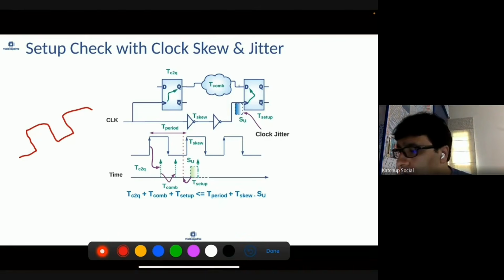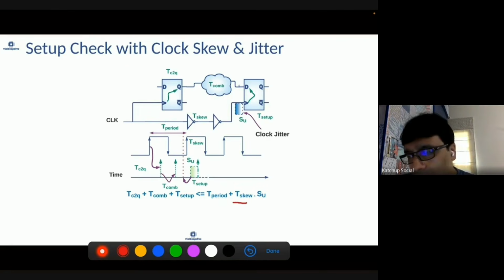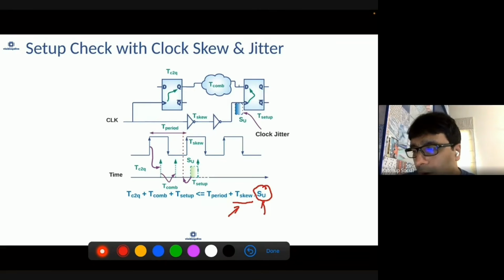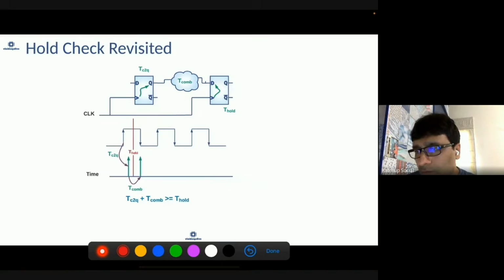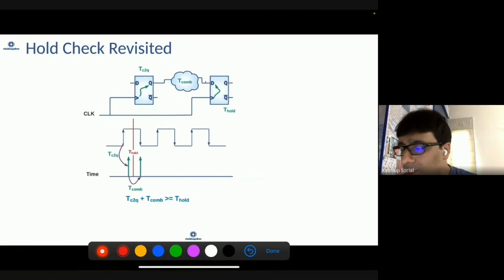Let's revisit. Because of the clock skew, you get additional margin if the skew is positive, and the equation automatically takes care of that. But this margin is reduced because the clock edge can come a little bit earlier, and that is measured in your clock uncertainty. Now, what happens in the case of hold check?